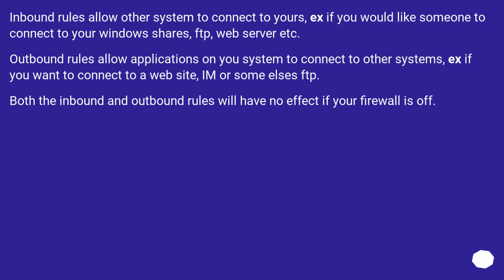Inbound rules allow other systems to connect to yours. For example, if you would like someone to connect to your Windows shares, FTP, web server, etc. Outbound rules allow applications on your system to connect to other systems. For example, if you want to connect to a website, IM or someone else's FTP. Both the inbound and outbound rules will have no effect if your firewall is off.